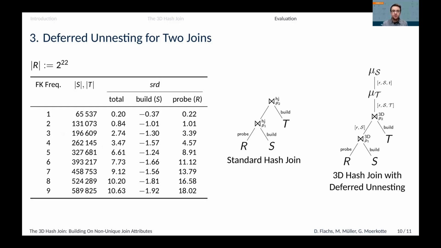The table shows some of our results. The first column contains the frequency of each foreign key in S and T. The last three columns show the symmetric relative difference between both implementations for the total runtime as well as for build and probe separately. It can be observed that with an increasing number of duplicates on the build side, the 3D hash join performs worse in the build phase, but can make up for that in the probe phase.